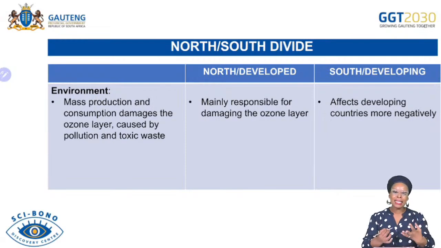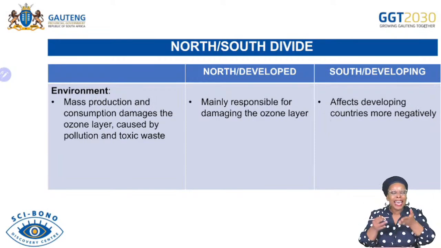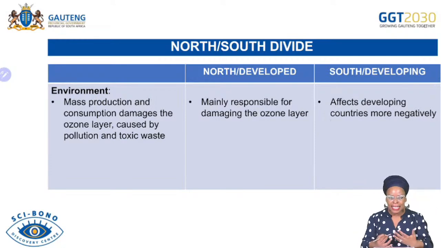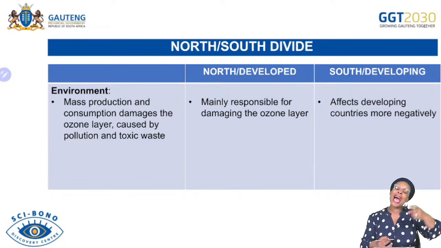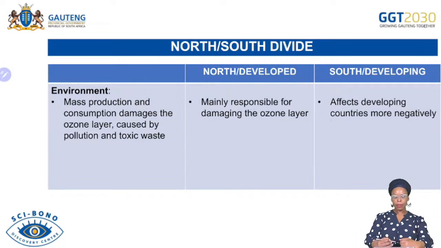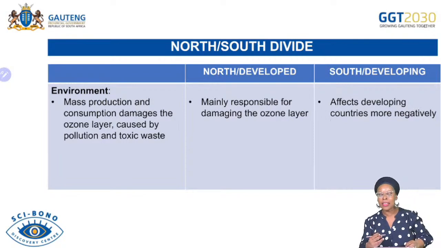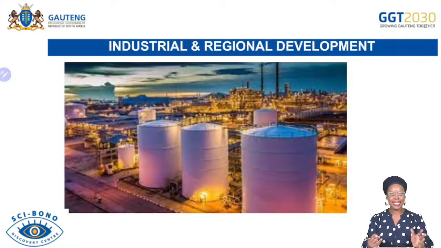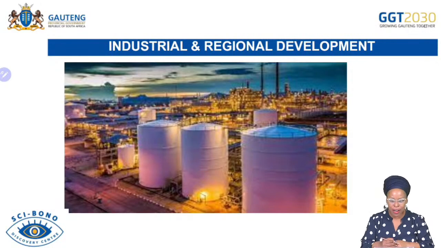So when their businesses are releasing greenhouse gases which are trapped in the ozone layer, this causes challenges even to the countries in the South because we will start suffering from climate change. So the climate changes that you see now are mainly caused by those industries in the North countries. So this is all that you need to know about the North-South division. Let's move to the next subtopic of industrial and regional development.